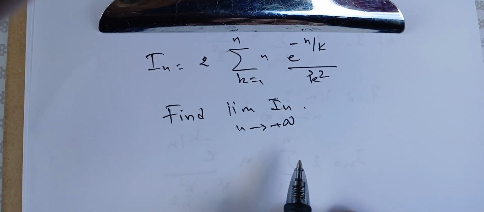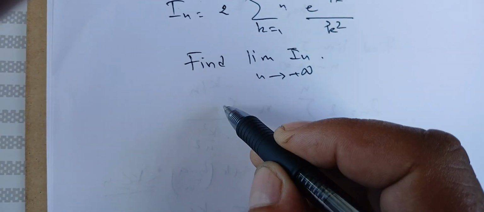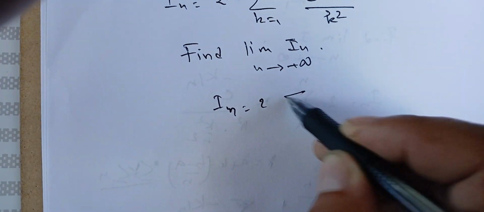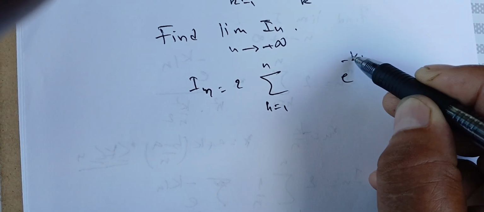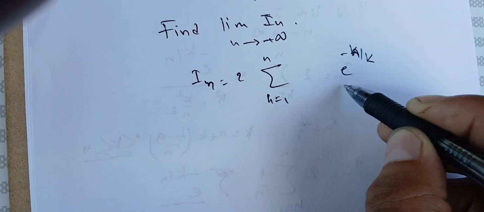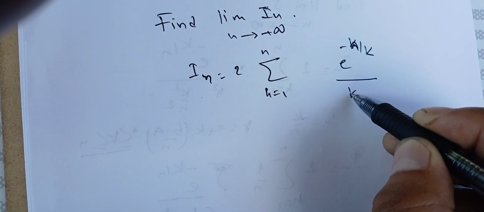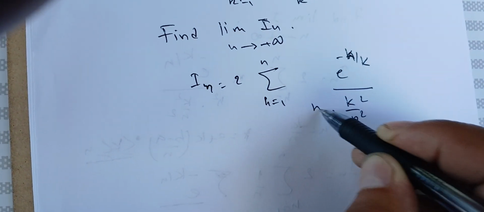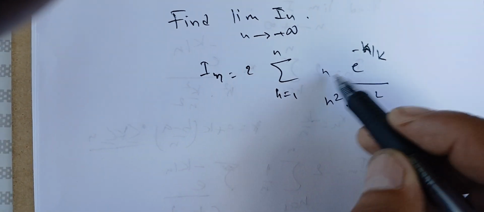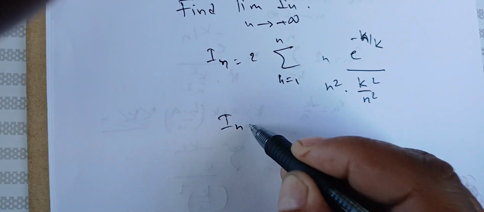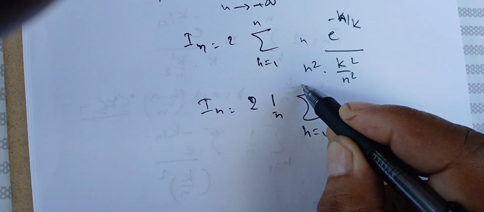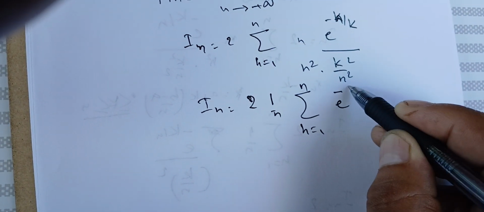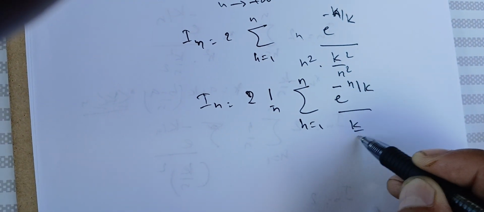Okay, let's write it as a Riemann sum. Let's make it look like some Riemann sum. So we have I_n equal to the sum of k going from 1 to n of e^(-n/k) over k squared, and I can divide and multiply by n squared. So it's going to be n squared, and n. Now I have my 1 over n, which I can take to the front because it doesn't depend on the sum now. So here, e^(-n/k) over n squared.